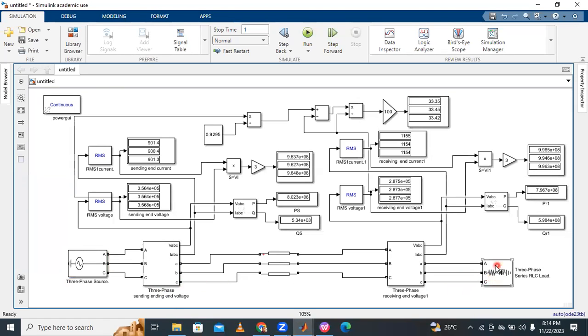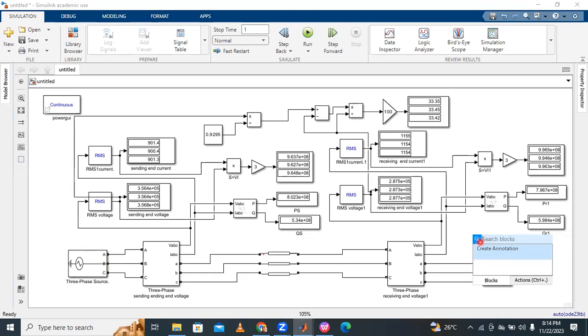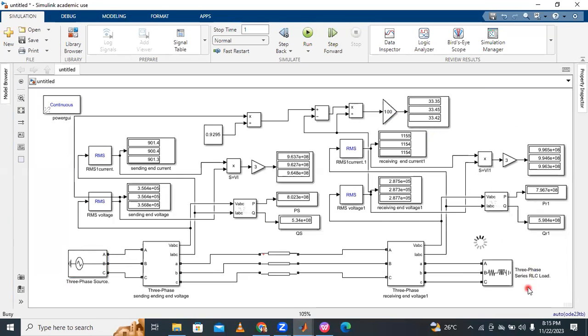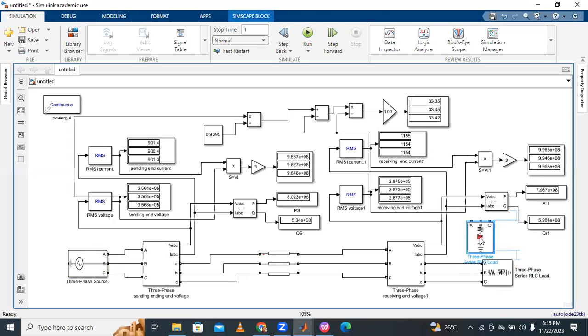And the next is the three-phase RLC load. Like this, you get the three-phase RLC load from the library. Press Ctrl+R and it will rotate like this. Understood? This is called the three-phase RLC load.